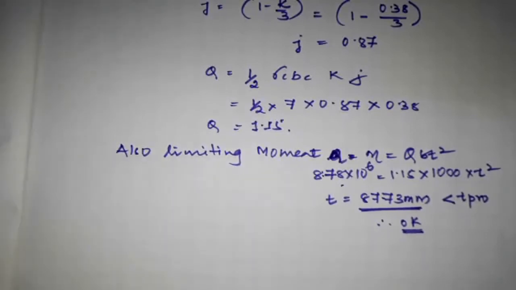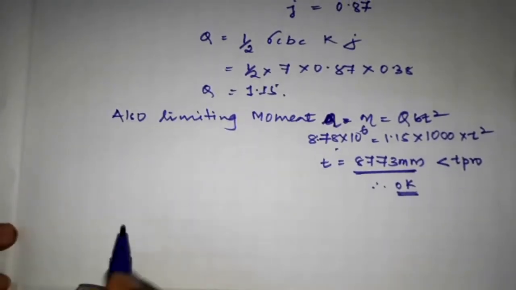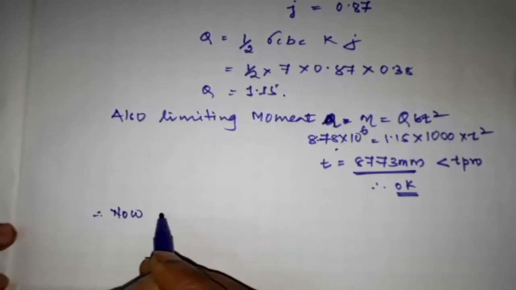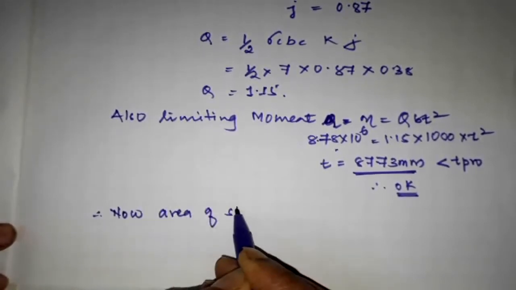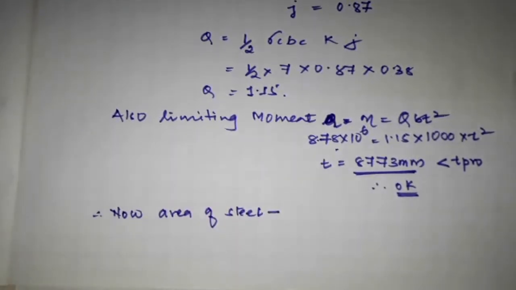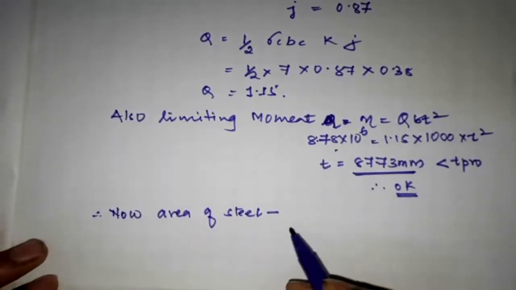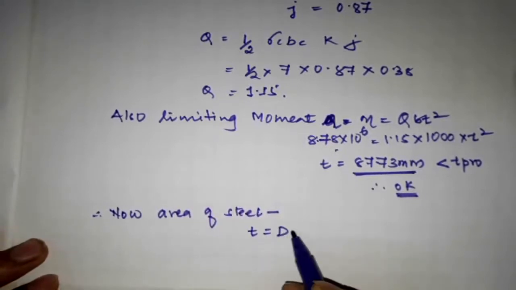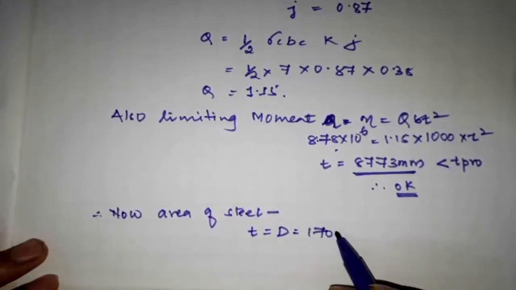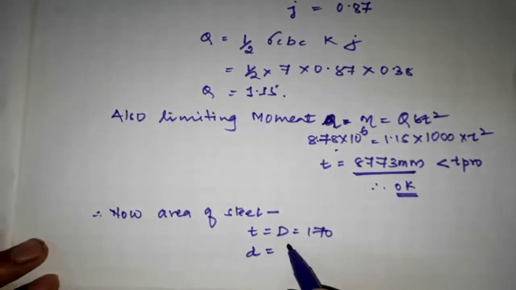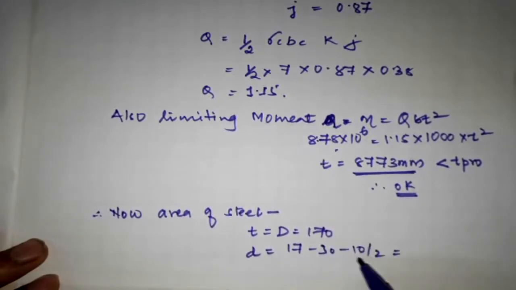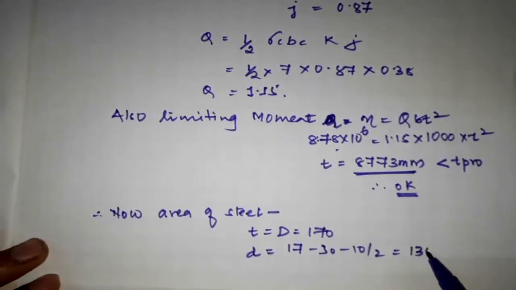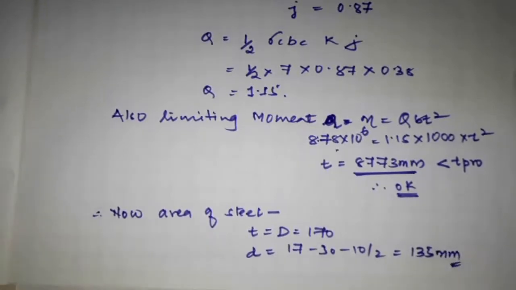Next, area of steel to resist the cantilever action. For that we have assumed the total depth D is equal to 170, and the effective depth will be 170 minus 30 clear cover minus half of the bar diameter, 10 by 2, so we get 135 mm. The effective depth is 135 mm.